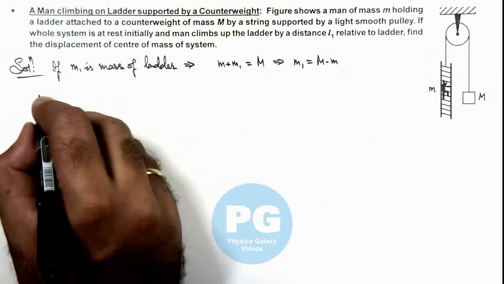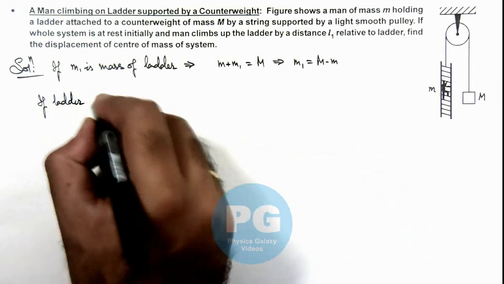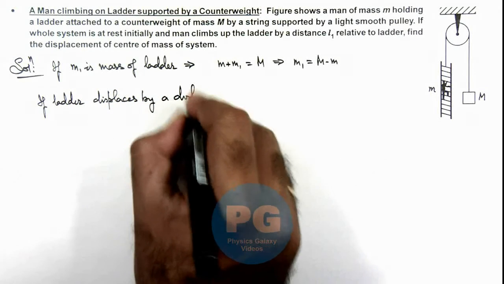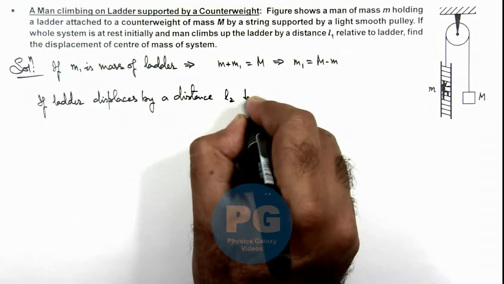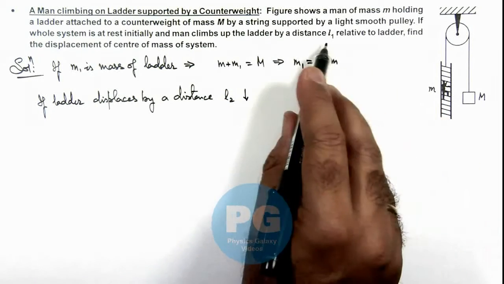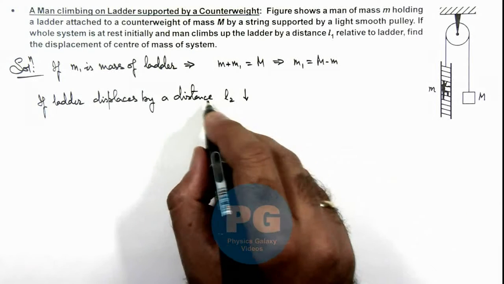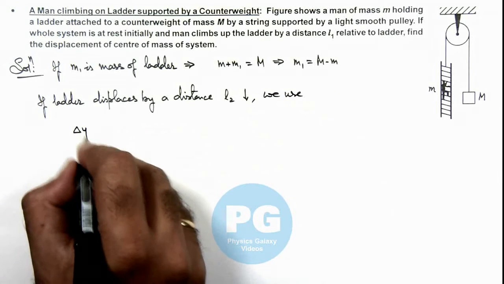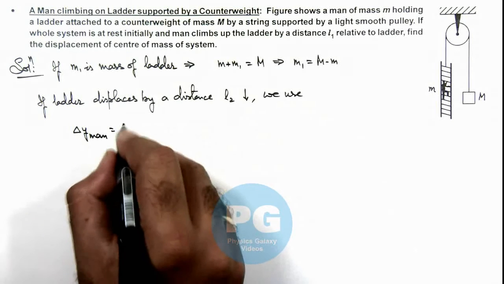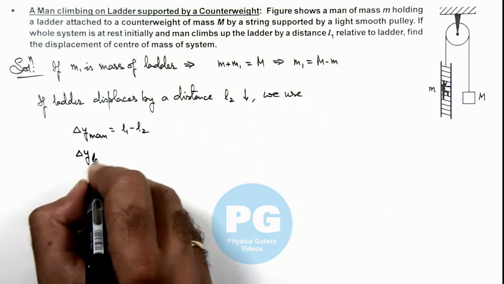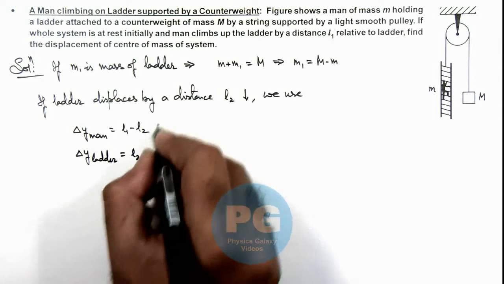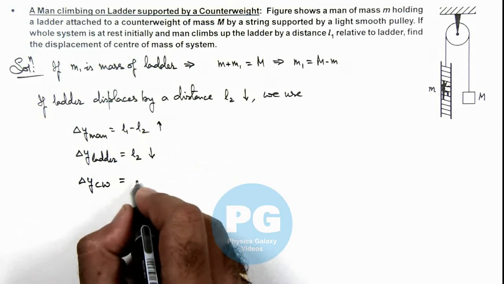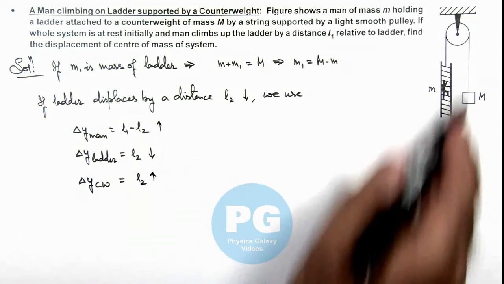Now, if we consider the ladder displaces by a distance L2 downward, as the man is going up the ladder by a distance L1 and the ladder goes down by a distance L2, then we use displacement delta y for the man is equal to L1 minus L2. Delta y for the ladder we can write as L2. This is an upward direction, this downward. And delta y for the counterweight we can consider as L2 in the upward direction because it is attached to the ladder only.